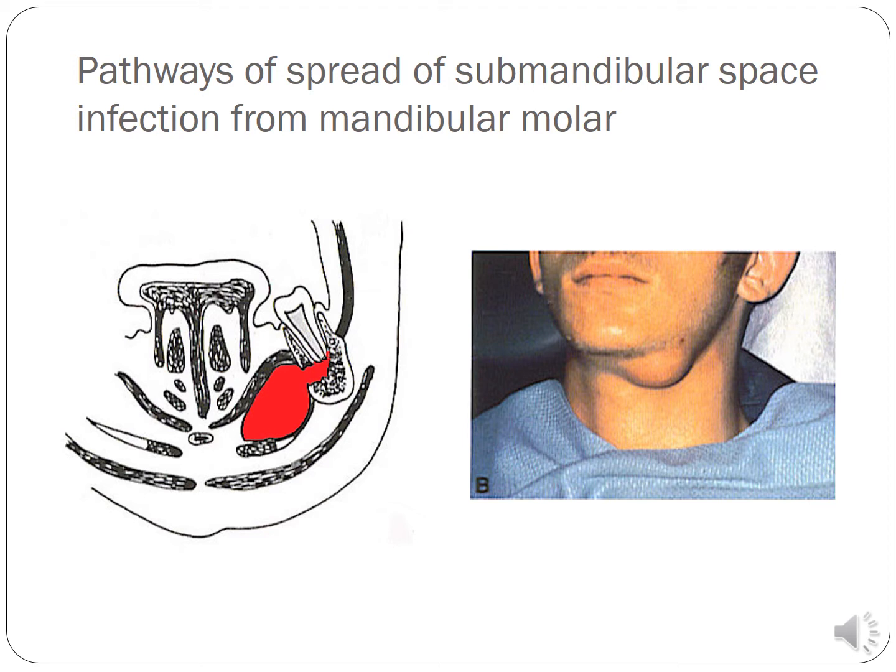Whereas if the root tip is extending below the level of muscular attachment, then it goes to the spaces. See how it reaches the submandibular space. It penetrates the muscle, and then it reaches the submandibular space.